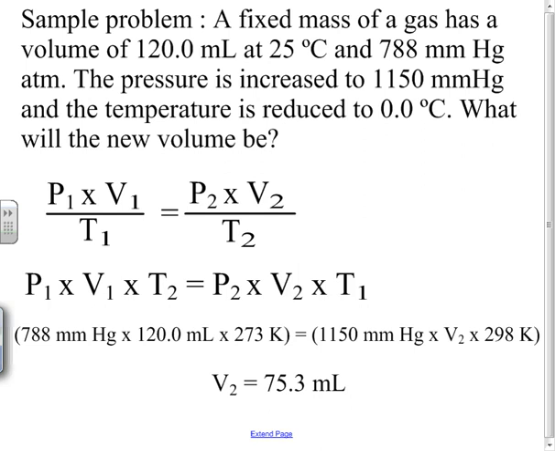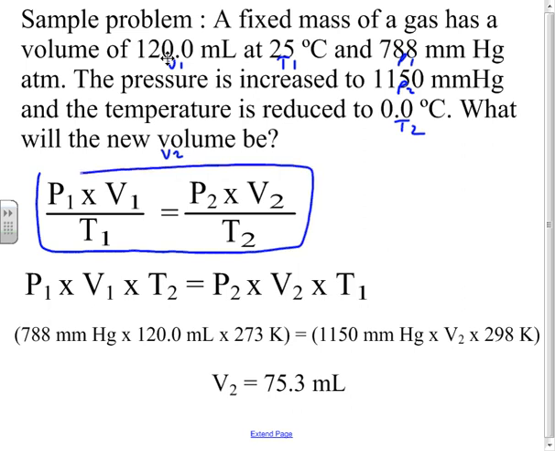This one is the combined gas law. If we look at the numbers given, we are given a V1, a T1, and a P1, and then we see the pressure being changed, so that is a P2 and a T2, and we're asked for a V2. In other words, the pressure, the volume, and the temperature are all changing. And so this is the combined gas law equation.